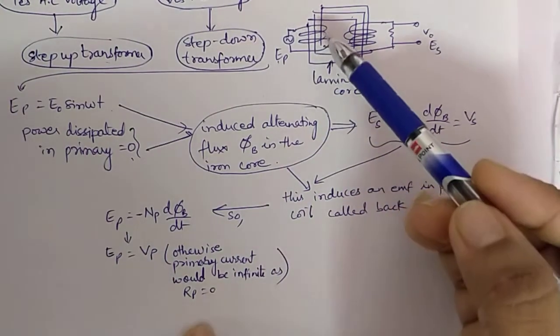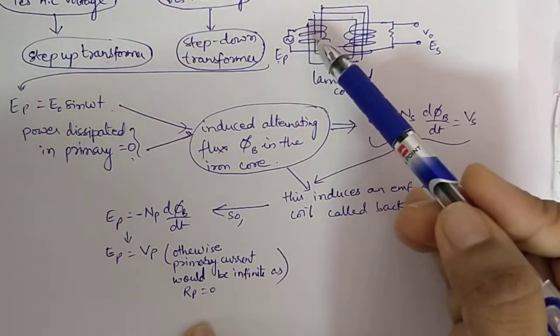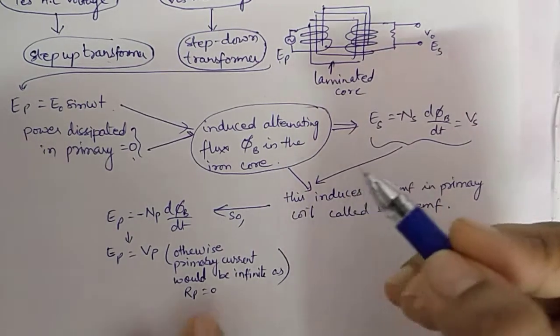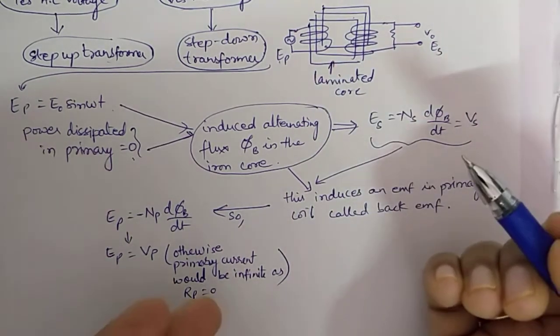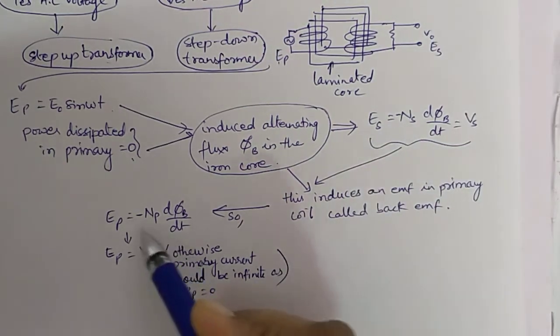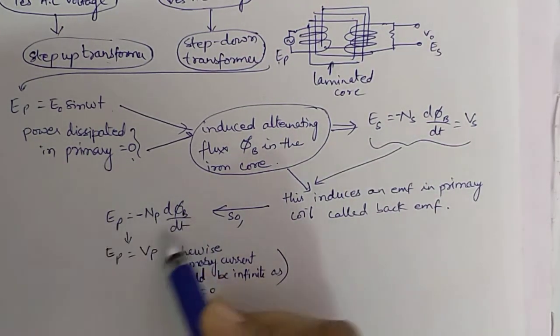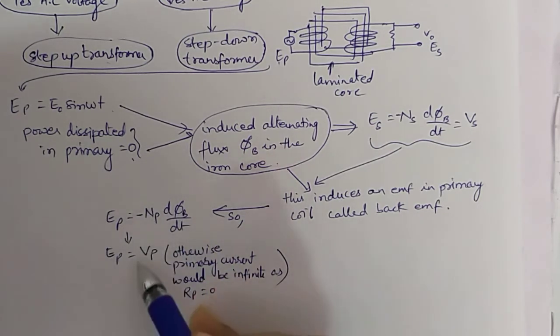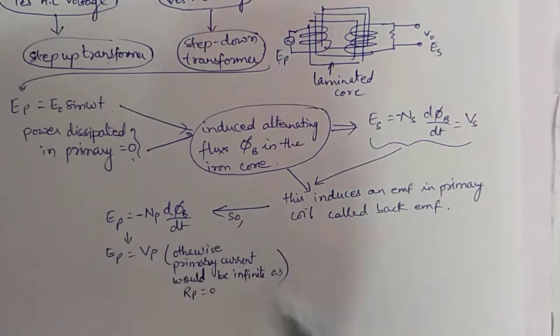Because RP is 0, the current will become infinity, because we know that I is equal to V by R, and if R is 0, current will become infinity. But to control it, there is a back EMF, and the potential difference across the primary coil should be equal to this expression, which is EP is equal to Vp. So we have Vs and we have Vp.